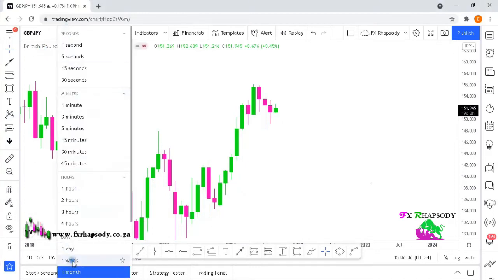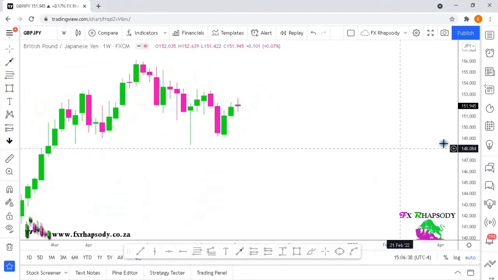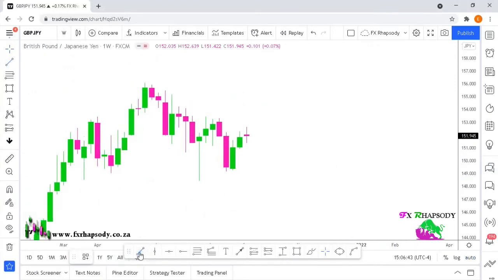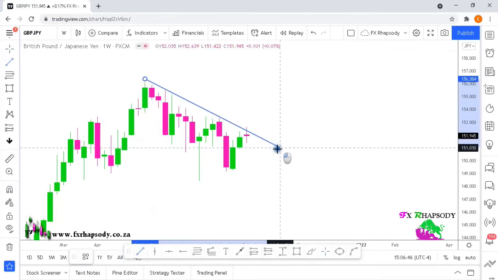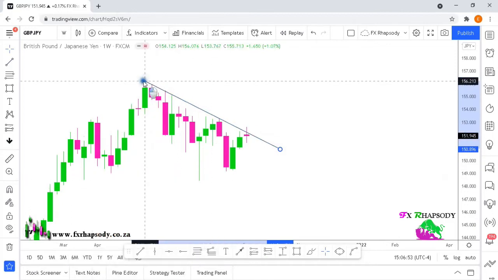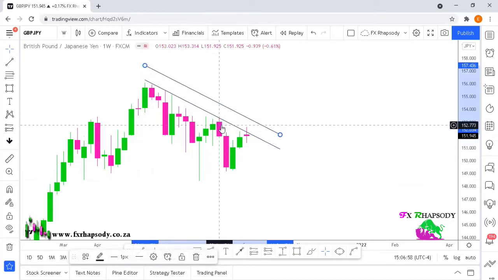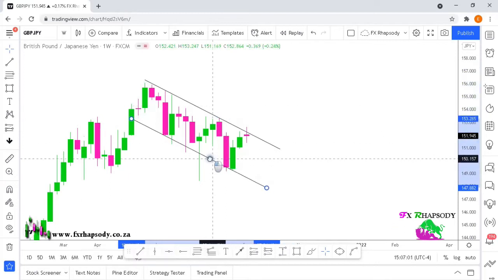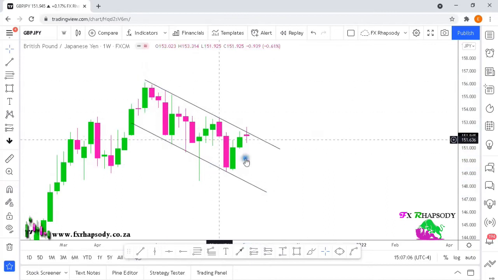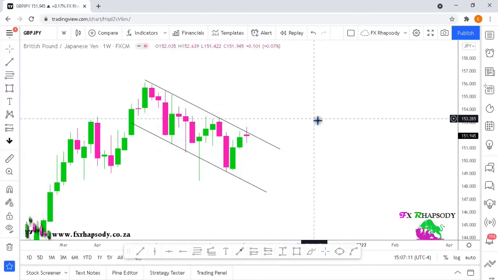On a weekly time frame, let's just do that. What we can see, let me make this another color, black. On a weekly time frame, we know that this is a bit of a downtrend that we see price moving in. You can see a little bit of a downtrend channel, price moving up and down between these two trend lines.